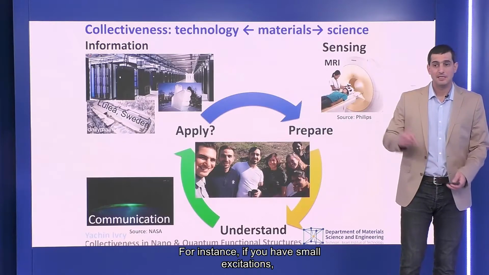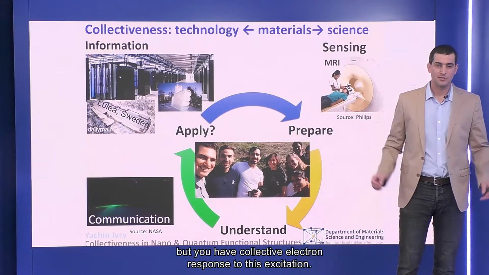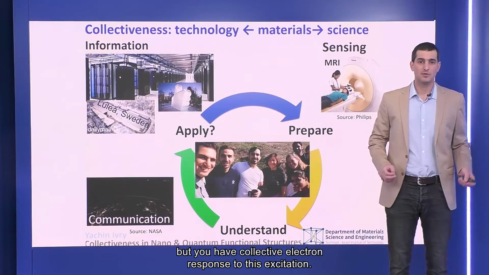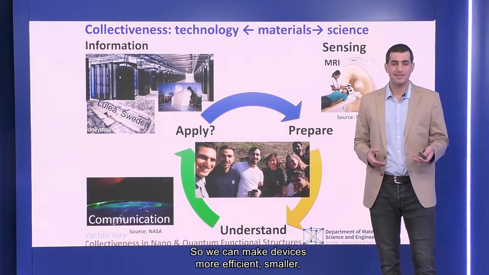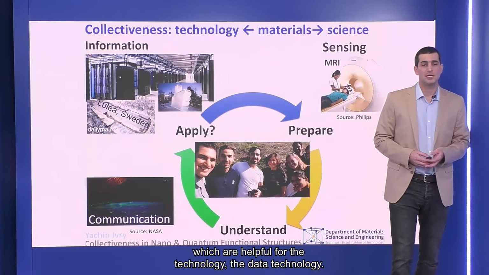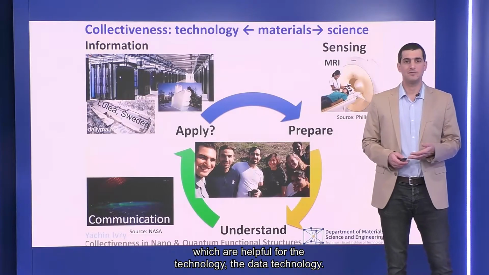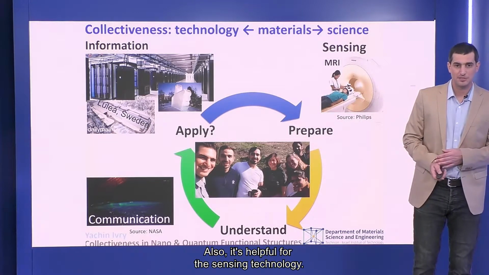For instance, if you have a small excitation, not only one electron responds to that, but you have a collective electron response to this excitation. So we can make devices more efficient and smaller, which is helpful for data technology. Also, it's helpful for sensing technology.